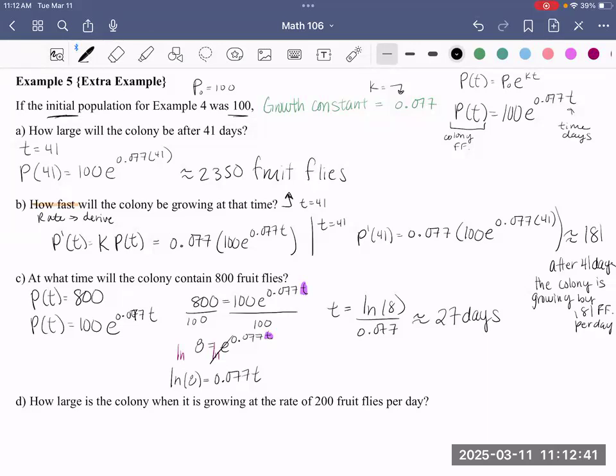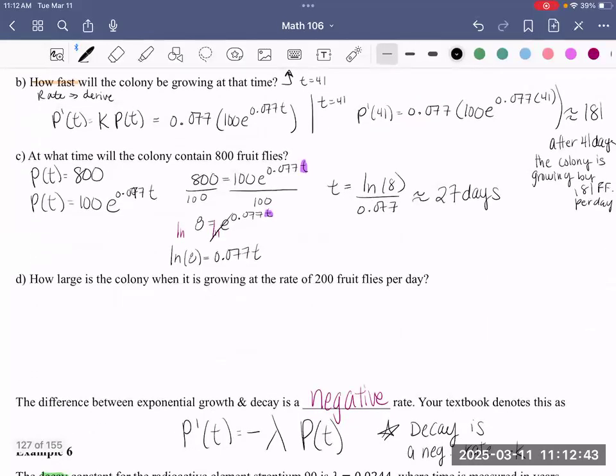Now let's do one more question. It says, how large is the colony when it is growing at a rate of 200 fruit flies per day? So again, this is saying that this is some sort of a rate. So that means that this is a derivative. This is saying that the derivative of P is equal to 200. We also know that the derivative of P of t, we said, was 0.077 times 100 e to the 0.077t.